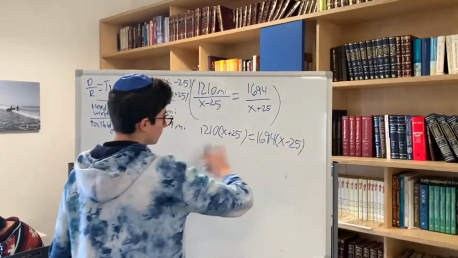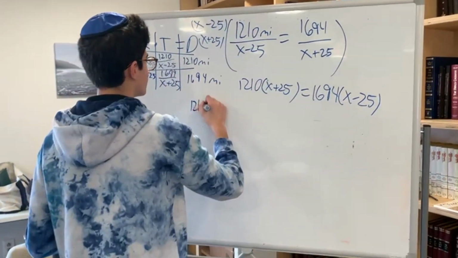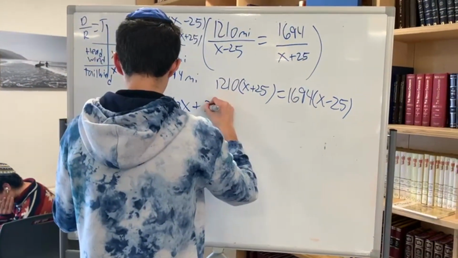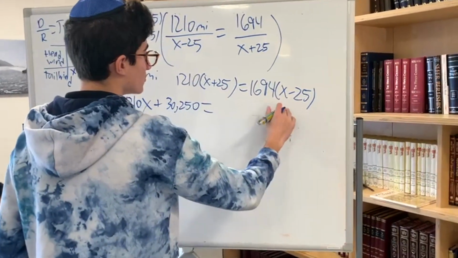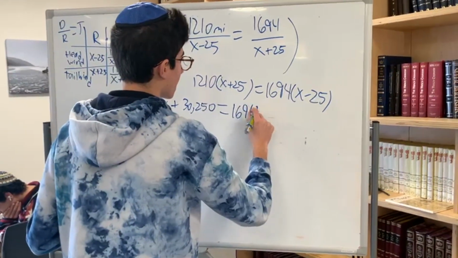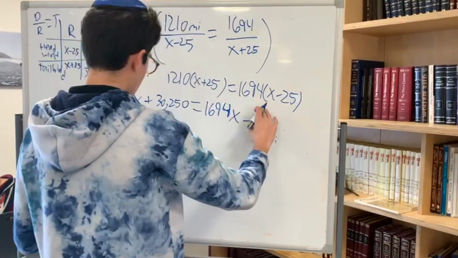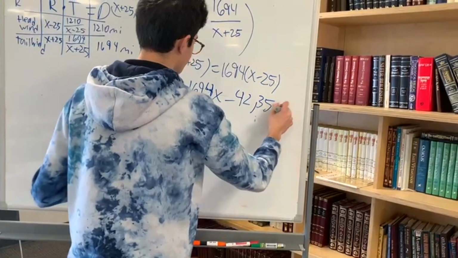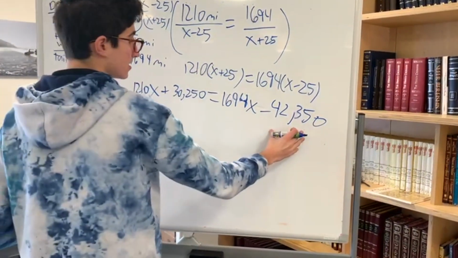So now we just have to multiply this all out. 1,210 times x, obviously 1,210x. 1,210 times 25 is plus 30,250. That is equal to 1,694 times x minus 25. So 1,694 times negative 25 is minus 42,350. Now we have to get x's on one side, letters on one side, and numbers on the other.